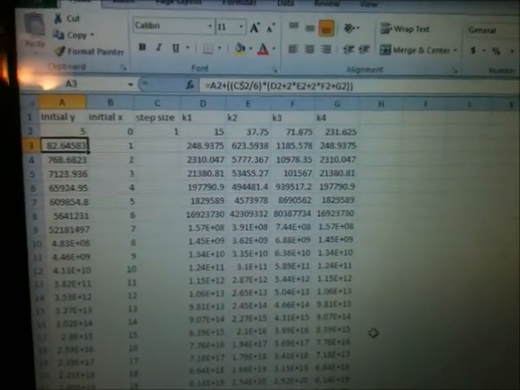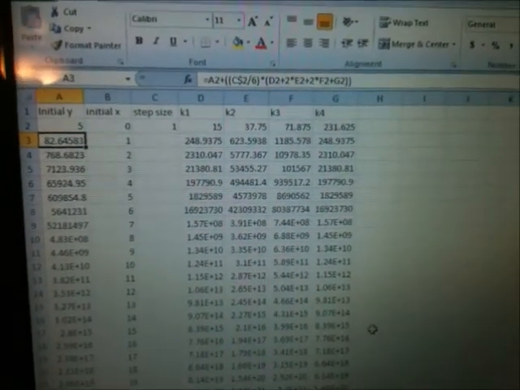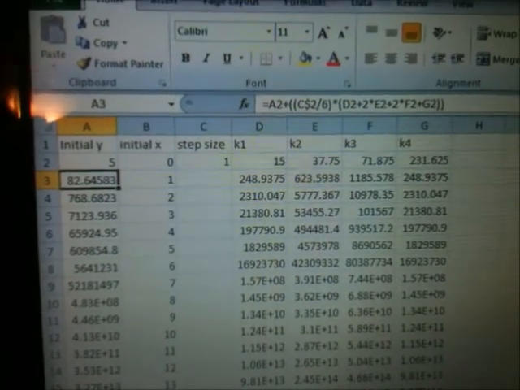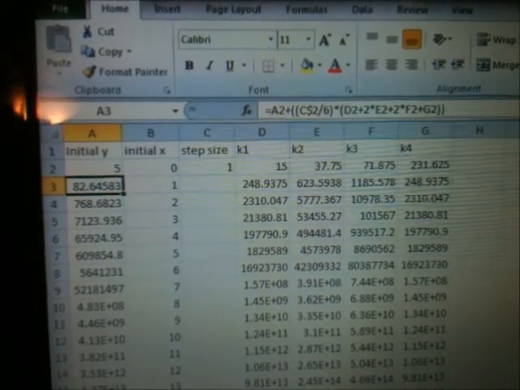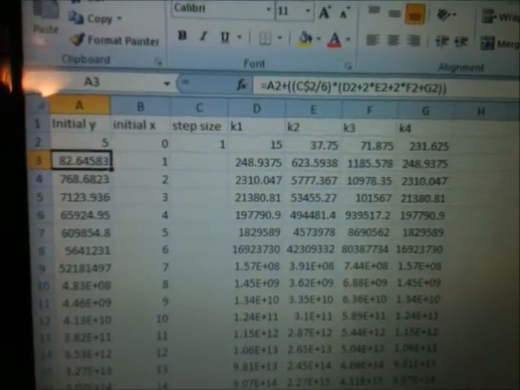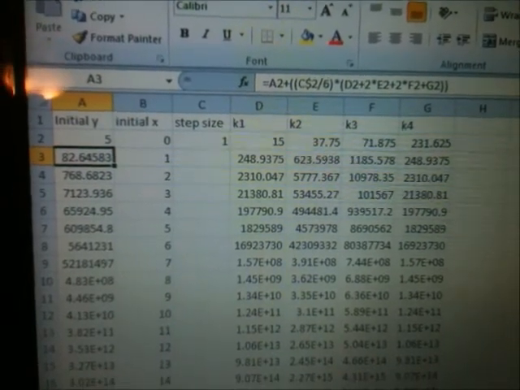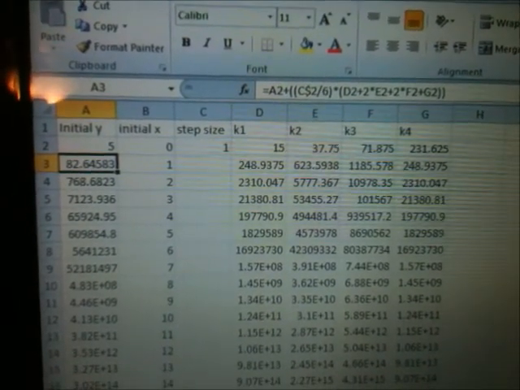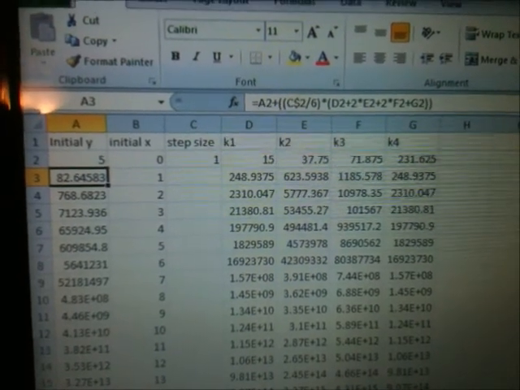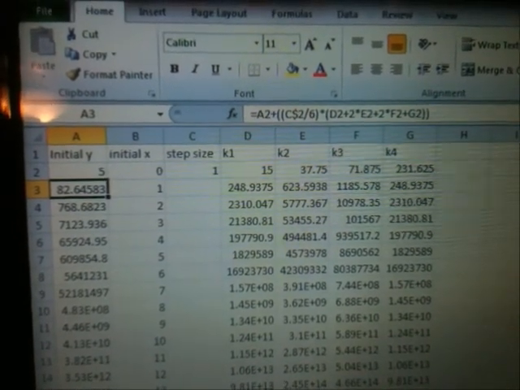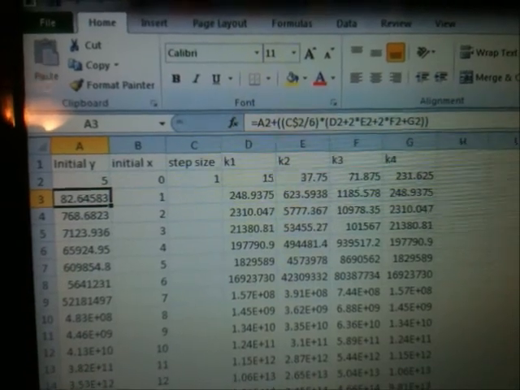So with the new and improved Euler's, which is Runge Kutta, here in our fourth order Runge Kutta, we can see that when x is 1, y is 82.64583, which is considerably closer and more accurate than the 20 of Euler's method. And so by that we can see how much Runge Kutta is improved over Euler's.